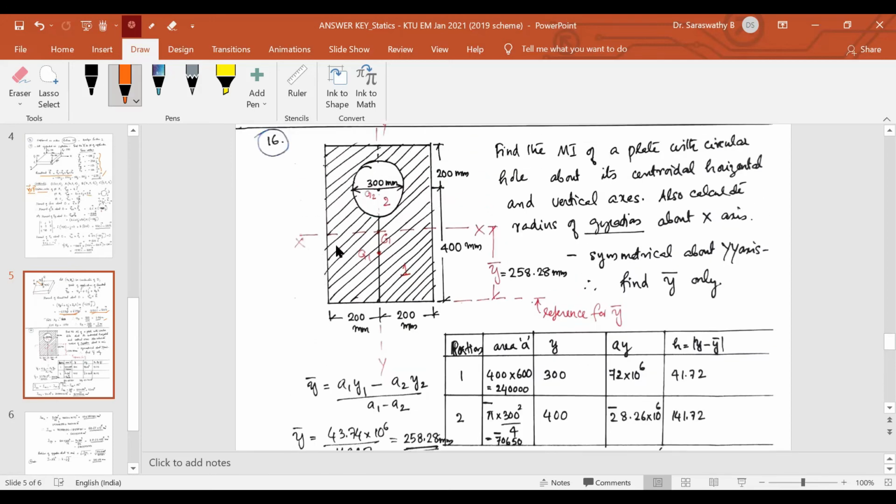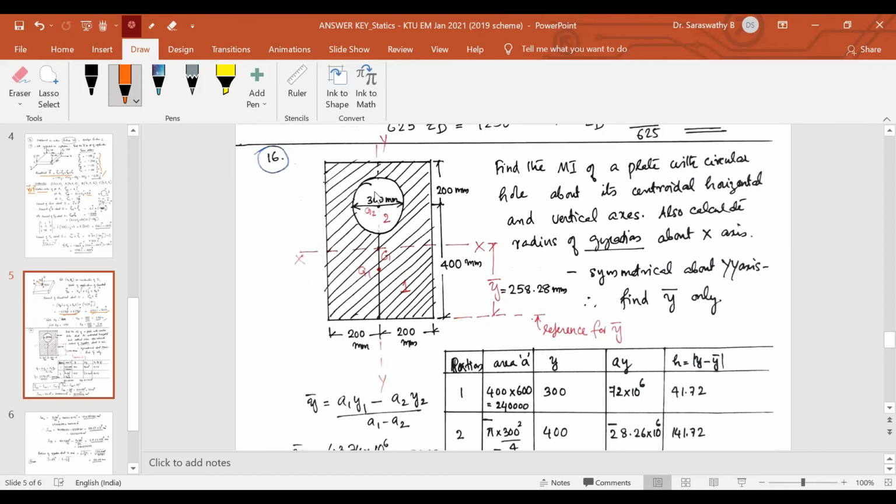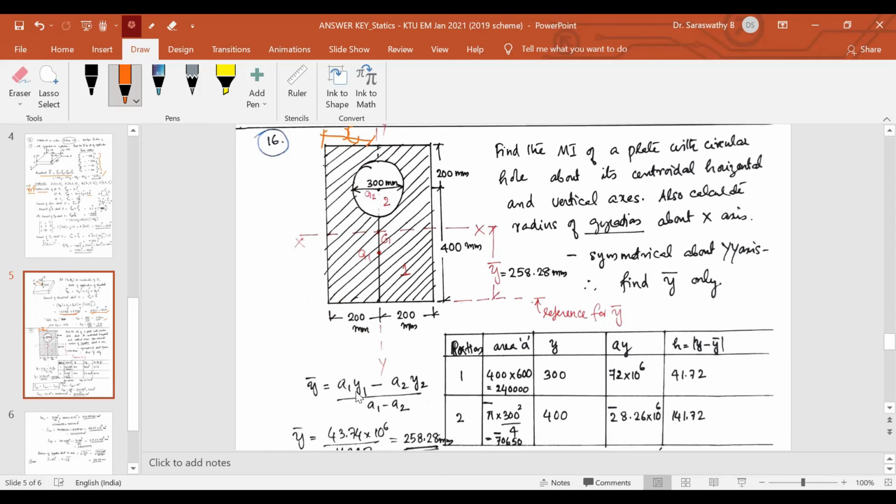So we have to find out the centroidal xx axis of this section. With respect to the y-axis, it is symmetrical, so there is no need for finding this value x bar. The centroidal x bar value will be 200 itself, since it is symmetrical about the y-axis. So we have to find out the center of the axis from the bottommost reference line. This is the reference line. Let y bar be the distance to the centroid. To find the centroid, we have the equation (a1y1 minus a2y2) by (a1 minus a2).